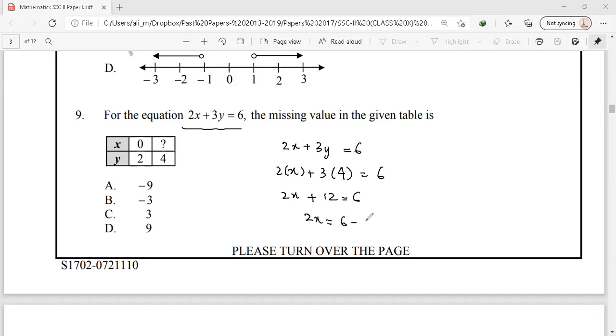So that would become 6 minus 12. So 2x would be equal to minus 6. x would be equal to minus 6 over 2. So finally we will have x equals minus 3. So the correct answer for this question number 9 is option B.